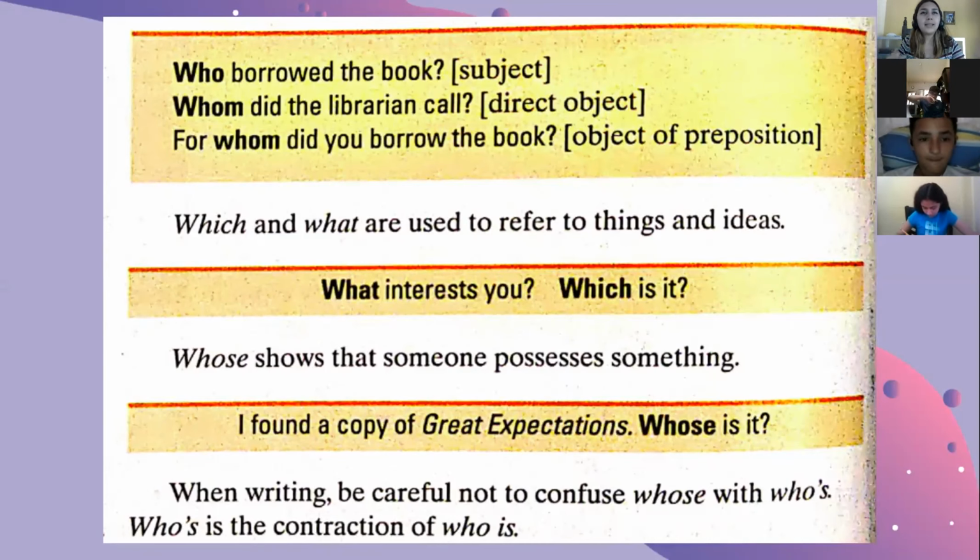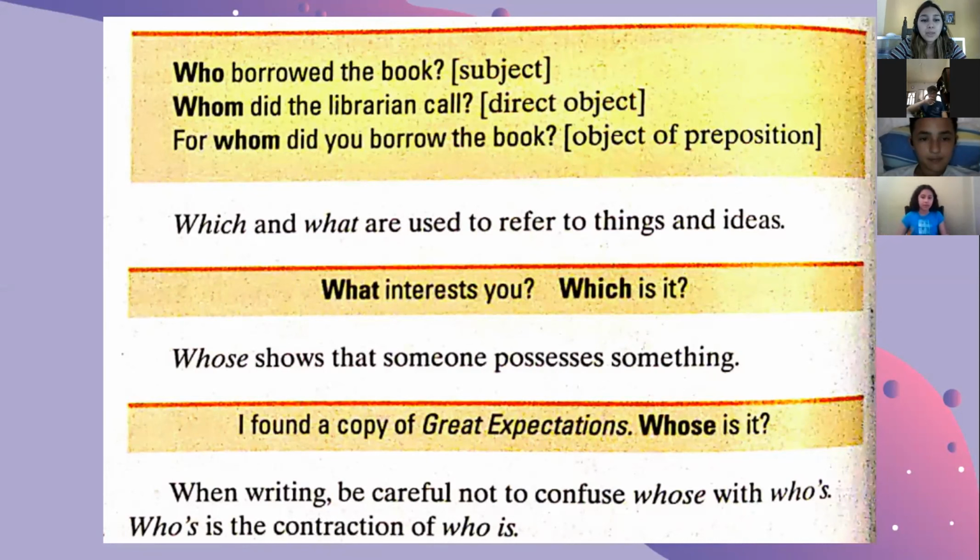So these are different ways that we can use to make our interrogative sentences. And remember, what and which are for things, and who and whom are for people.